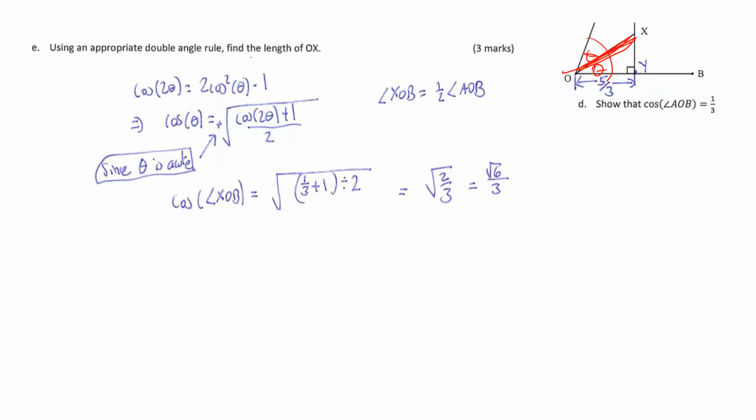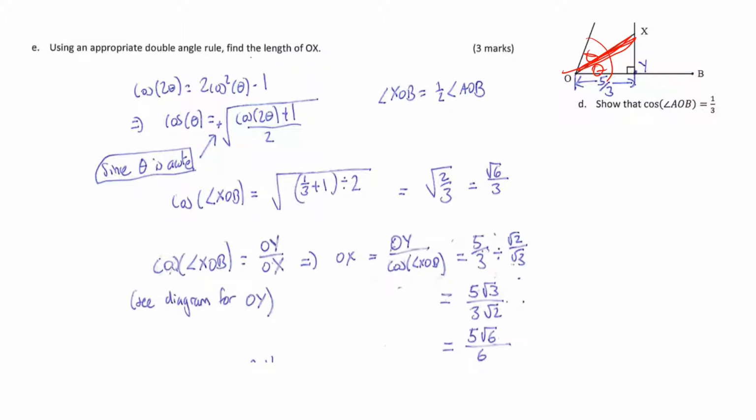And then how do we calculate OX from there? It's just SOHCAHTOA, that's all it is. So cos of angle XOB will be OY on OX, rearranging to make OX the subject, and I've rationalized the denominator, not that you really have to, but you come down to 5 root 6 on 6. So that's the length of OX.